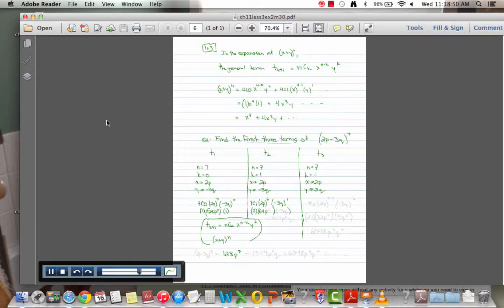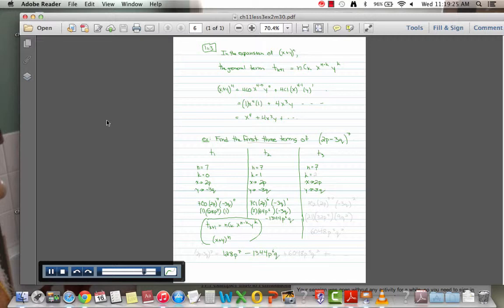I have 7 choose 1, which is 7, 2 to the 6, which is 64, p to the 6, and then negative 3q. At that point, you break out your calculator and ask, what does 7 times 64 times negative 3 equal? It gives me negative 1344, and I have p to the 6 q. So the next term in this expansion is negative 1344 p to the 6 q.